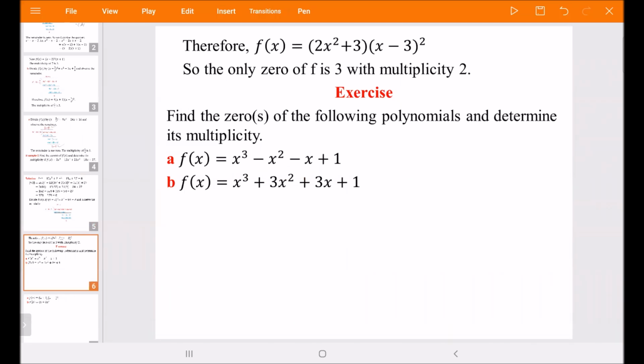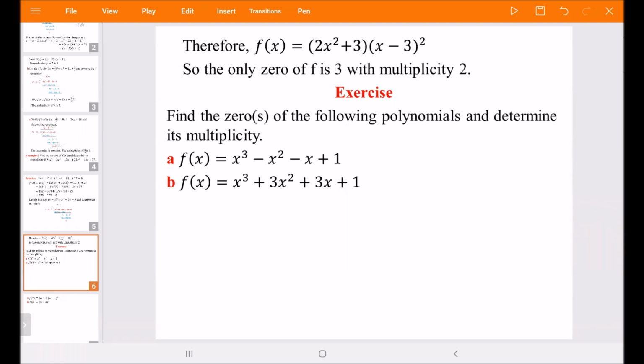When it is factorized, it is equal to a single factor, the whole squared, or the product of two linear factors. So if 2x squared plus 3 was factorizable, then we may have two different factors with multiplicity 1, or a single factor with multiplicity 2. But both are simply possibilities, because 2x squared plus 3 is not factorizable. The only zero of this polynomial is 3, and its multiplicity is 2.